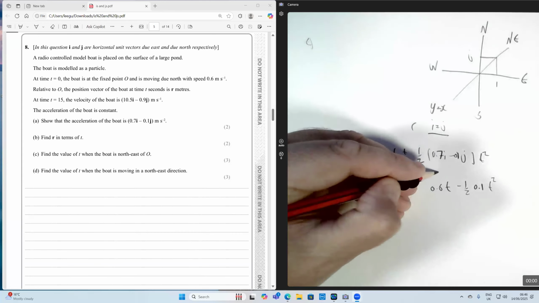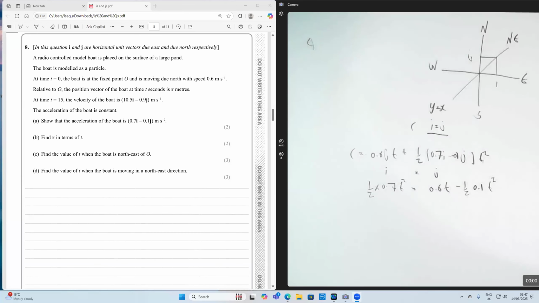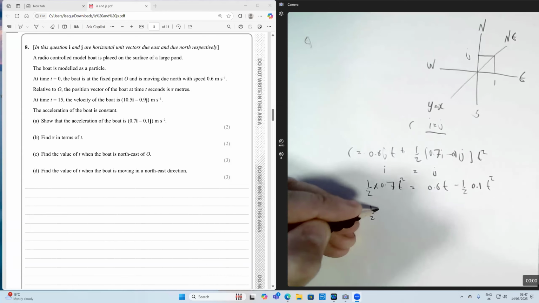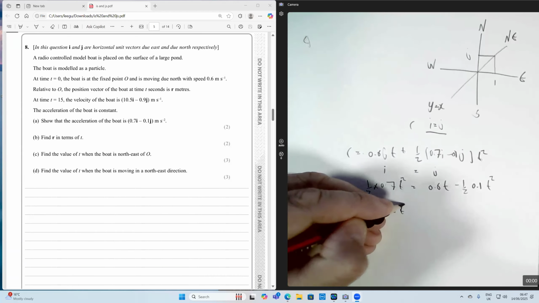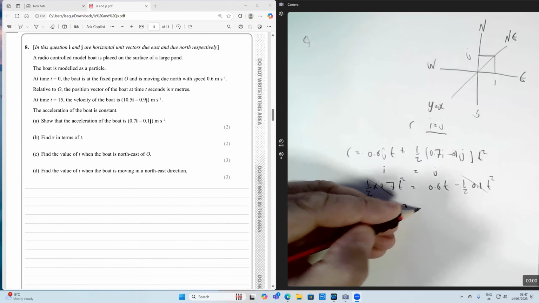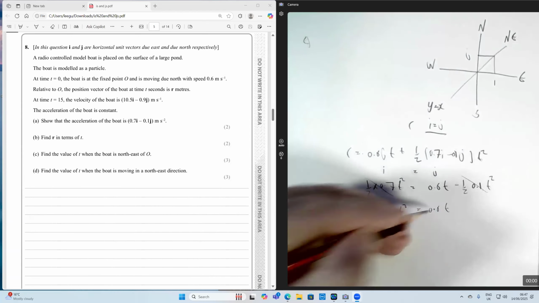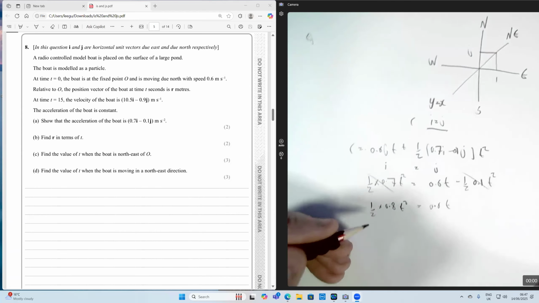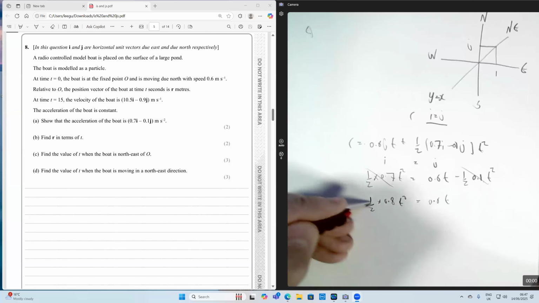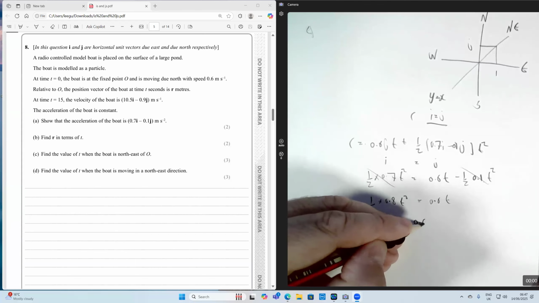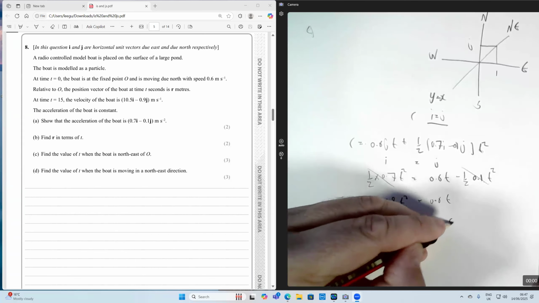Here's our i's, here's our j's. Okay, great. So I think from here we can get everything over one side. Add that over to the other side, gives us a half times 0.8t squared. That's just taking this across to this side. Gives us 0.6t. From here, we can take everything over one side and factorize out a t. So a half of 0.8 is 0.4t squared minus 0.6t is equal to 0.